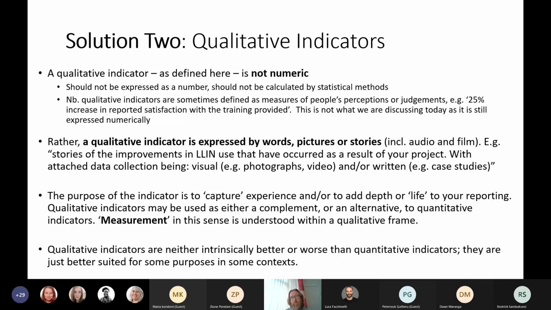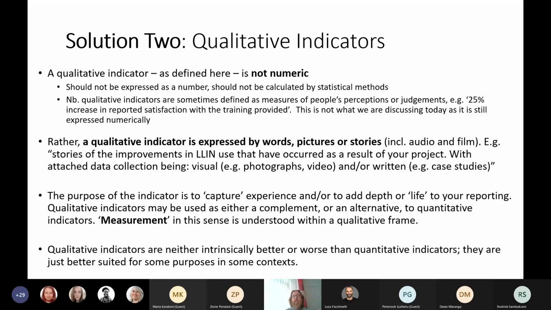So photographs, videos, case studies of recipients of bed nets, that demonstrate the benefit of them having received one. The purpose of these types of indicators is to capture experience and to add depth or life to your reporting. Certainly they can be used as a complement to a quantitative measure.